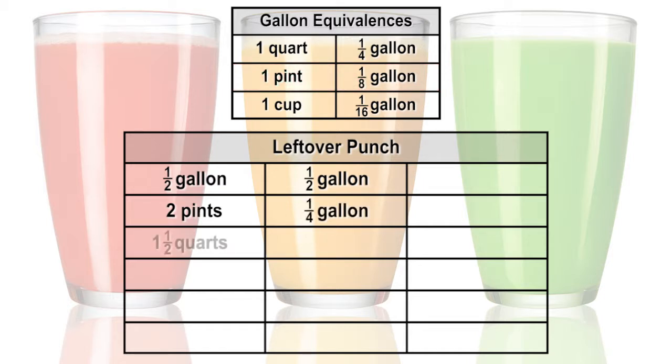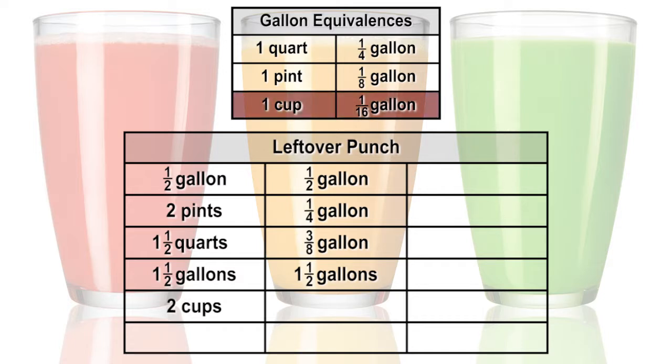The next measurement is 1 1/2 quarts. The conversion chart shows us that each quart is equal to 1/4 of a gallon. That means 1 1/2 quarts is equal to 3/8 of a gallon. The next measurement given is 1 1/2 gallons. It is already written as a fraction, so we will include it in the table as it is given. Next is 2 cups. 2 cups is equivalent to 1/8 of a gallon. The last measurement is 2 pints. We have already converted that amount, so we can put it in our table again on the last line.